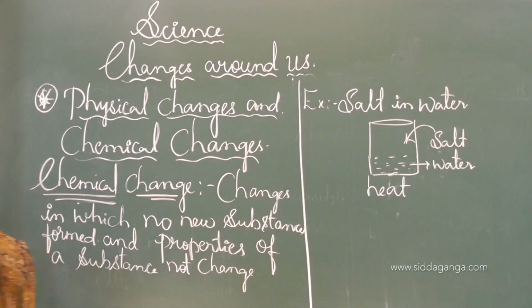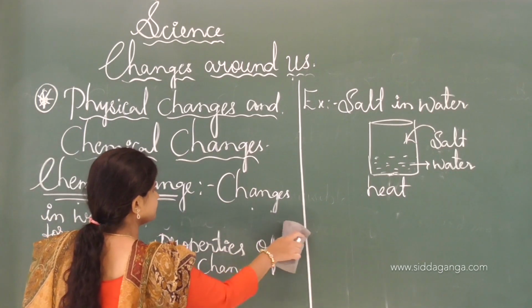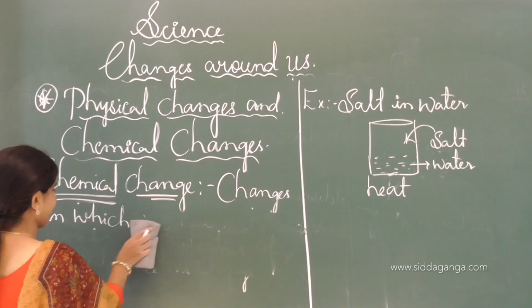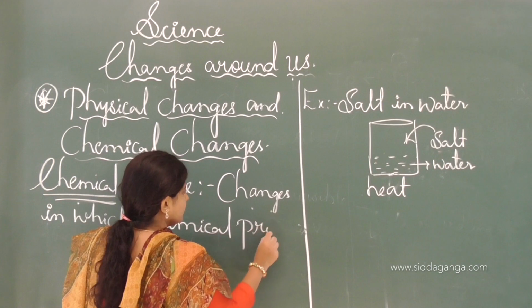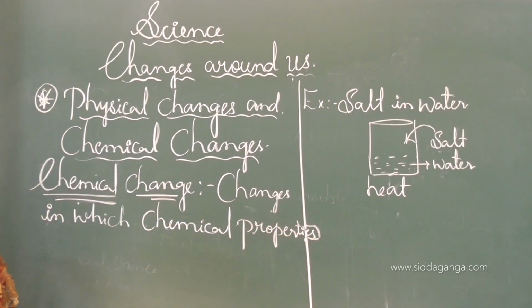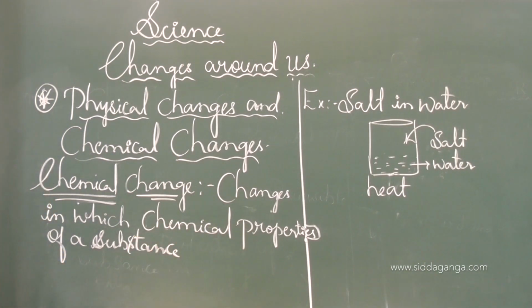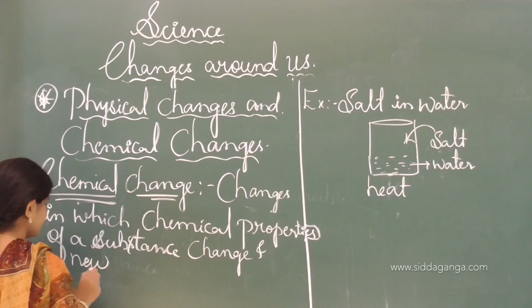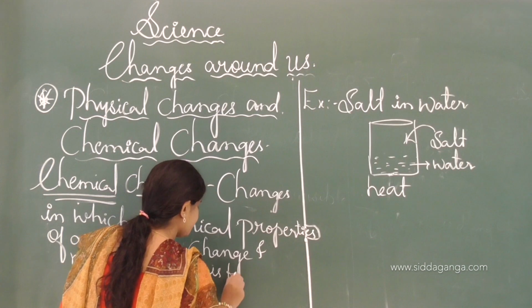Chemical change: changes in which chemical properties of a substance change and a new substance is formed.